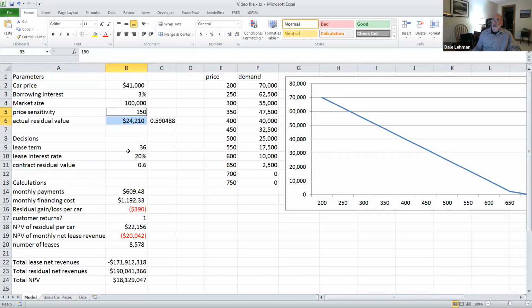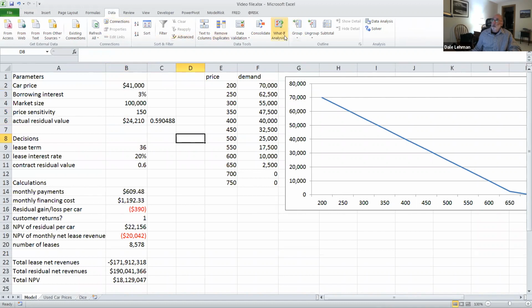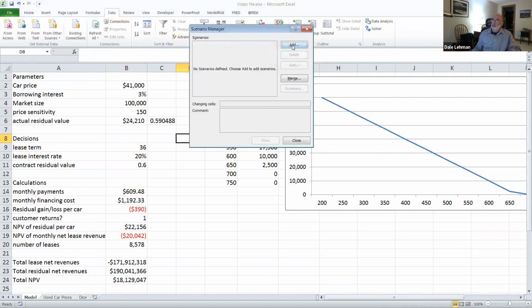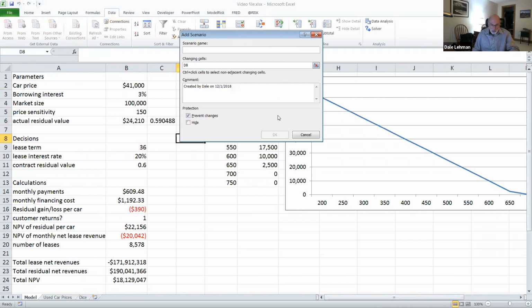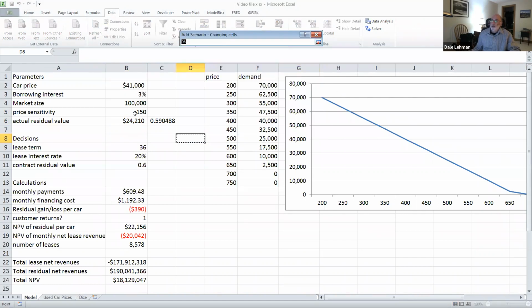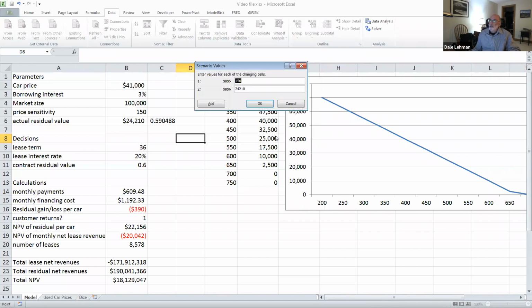So let's go back here to this model, and you'll find under the Data tab, What If Analysis is a Scenario Manager. Let's add a scenario here, called the best case. And the cells we want to change for our scenario are these two: price sensitivity and the actual residual value. Click OK. It says, what do you want to put in for these?